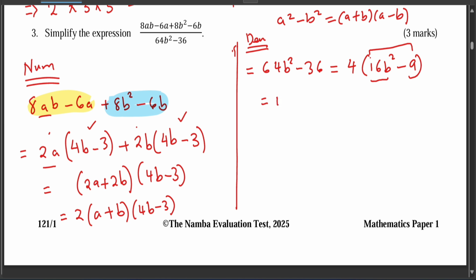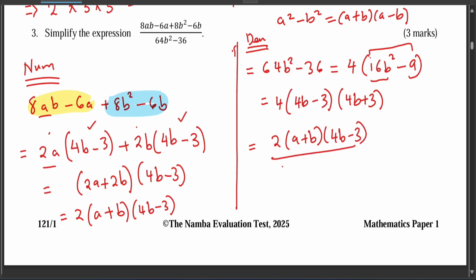So now let's find out what is the square root of 16b squared. The square root of 16b squared should be 4b. The square root of 9 is 3. So when you factorize, it should be written like this, 4b minus 3, and the other one as 4b plus 3. So now let's take the numerator, divide by the denominator.